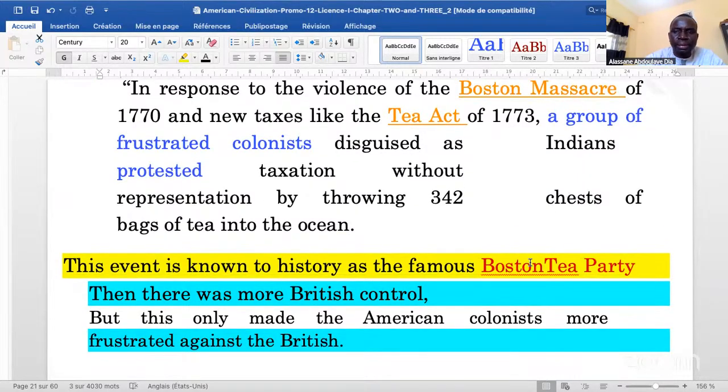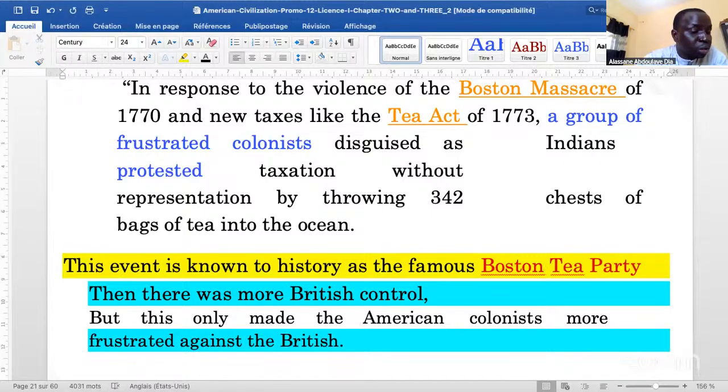What does this mean? In response to the Boston Massacre, because some patriots had been massacred by the army, another group of frustrated colonists, it means inhabitants in the colonies, disguised themselves as Indians, to look like Indians. And then they protested. They went to the harbor, to the port, and they took bags of tea, and they were throwing the bags of tea into the water, into the ocean.